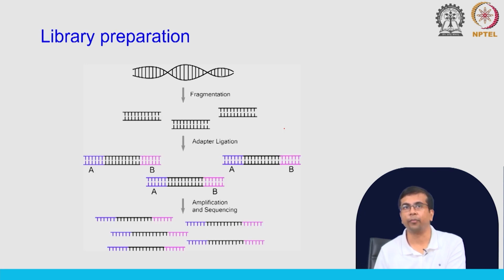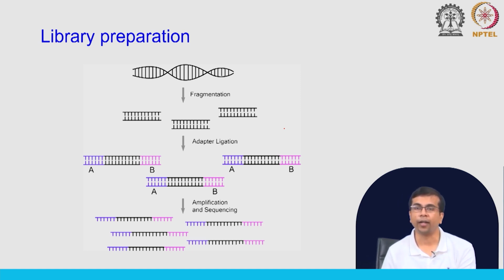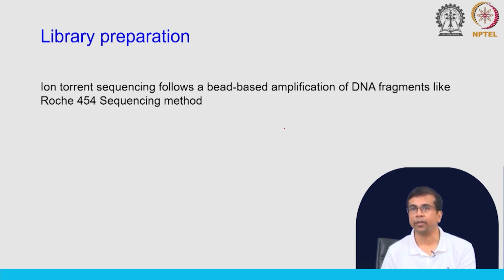So, here is the library preparation. It is very similar to what we have seen in 454 and Illumina. We have the genome here and we fragment it into small pieces, and then we add the adapters A and B. This could be different. Again we amplify these fragments by some method and we do the sequencing.